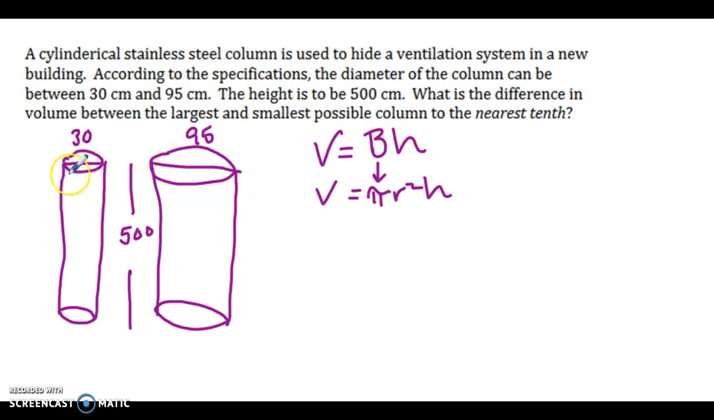You're going to do it once with a radius of 15, and you're going to do it again with a radius of half of 95, which is 47.5. So you're going to use a radius of 15 and a radius of 47.5, and in the end it says what's the difference, so you're going to subtract them.